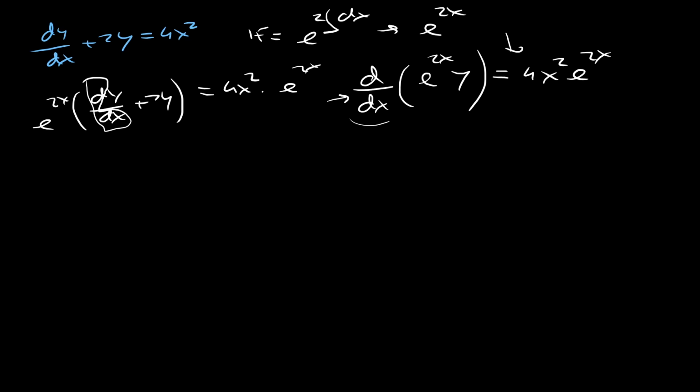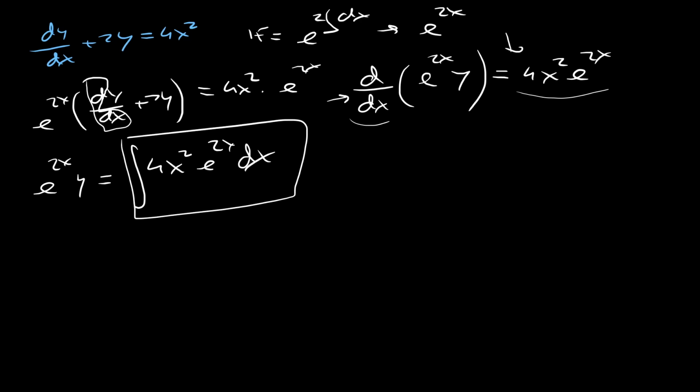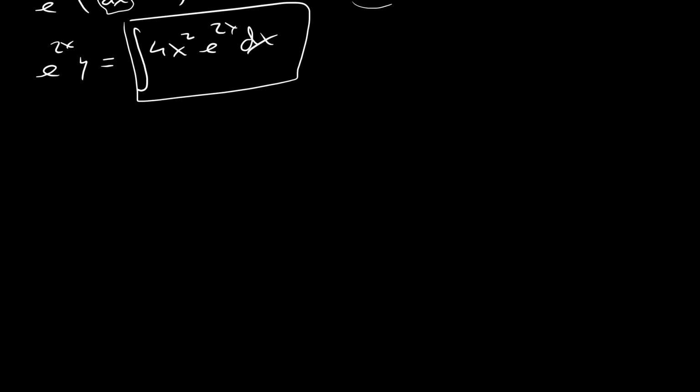So this whole element disappears, and we are going to find the integral of this side. So we have e^(2x)y is equal to the integral of 4x squared e^(2x) dx. So let's focus our attention on this one. Now in order to solve this, we can take the constants out to simplify this a bit. So this is the same thing as having 4 and then the integral of x squared e^(2x) dx. So let's solve this, and we'll use integration by parts.